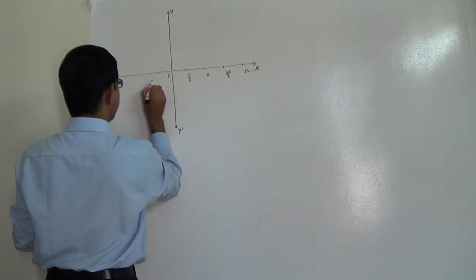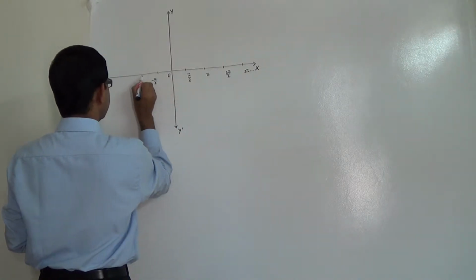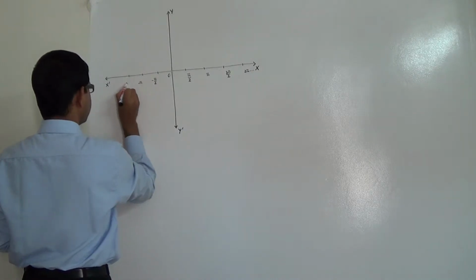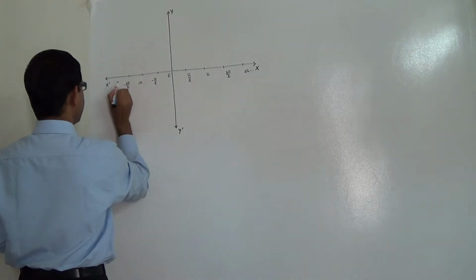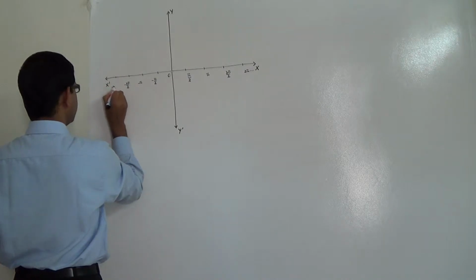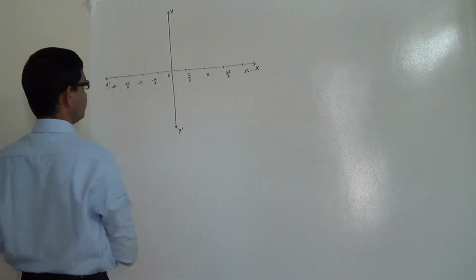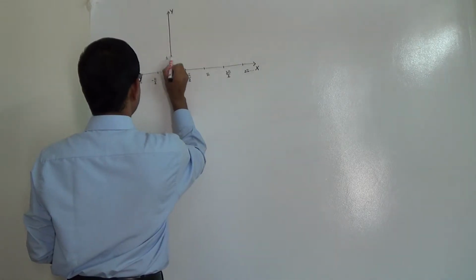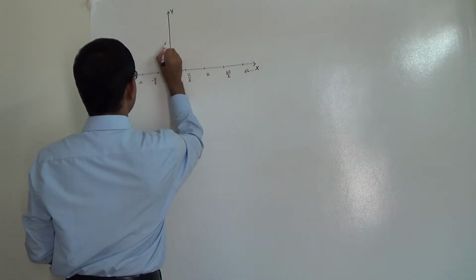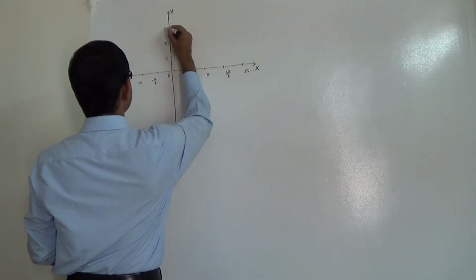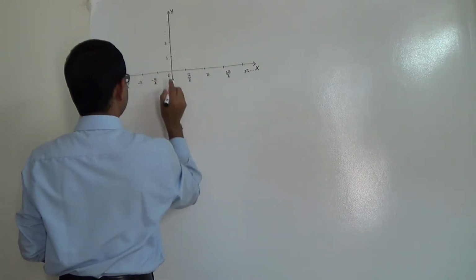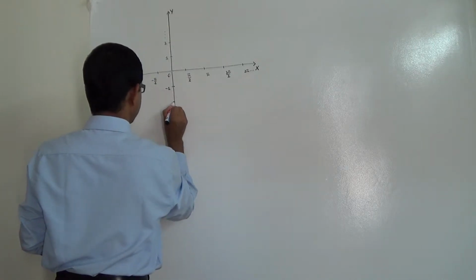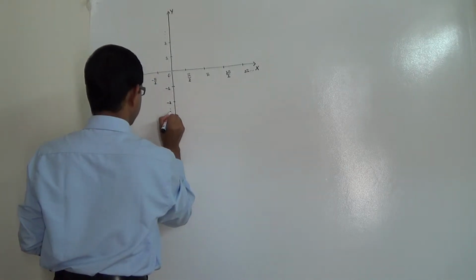This is minus pi by 2, this is minus pi, this is minus 3 pi by 2, and this is minus 2 pi, and it is continuing. Here are the values of these functions: this is 1, this is 2, and it will continue like this. And here the values are minus 1, minus 2, and it continues like this.